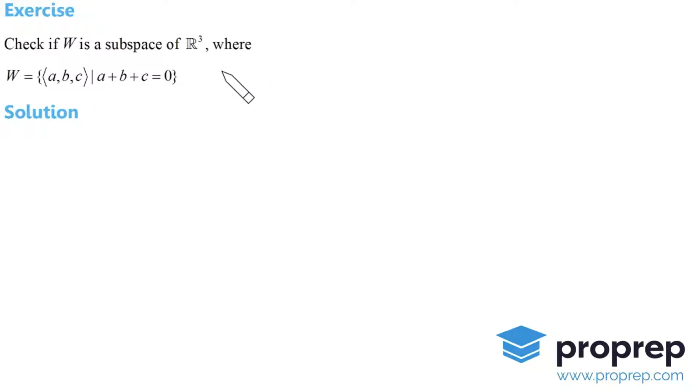So, for example, if I had the vector 1, 1, minus 2, that would belong to W, because if I add the three components, 1 and 1 and minus 2, it is indeed 0. Another example would be, say, 0, 4, minus 4. That would also belong to W, because these add up to 0. Okay, now let's get started.